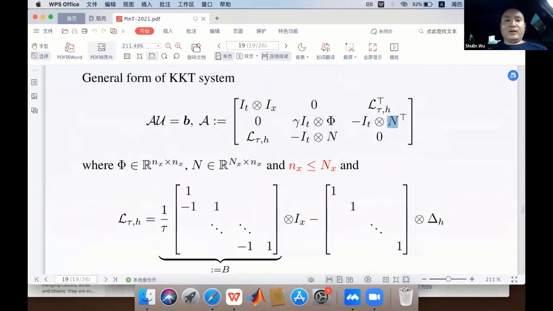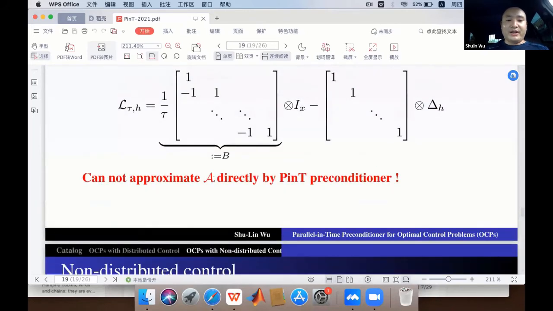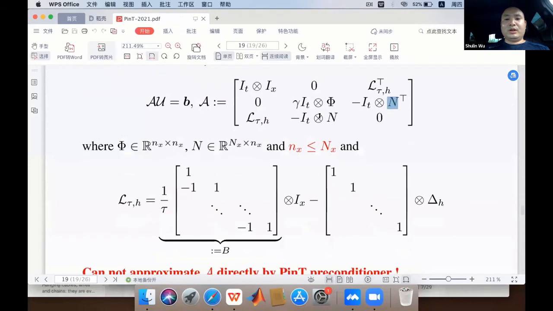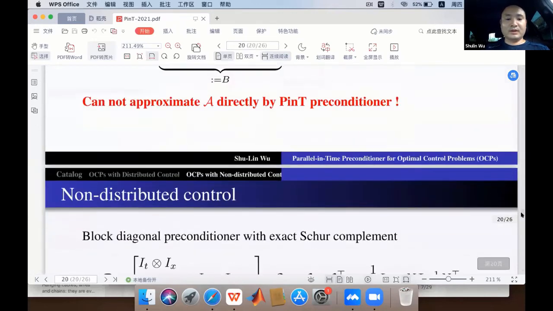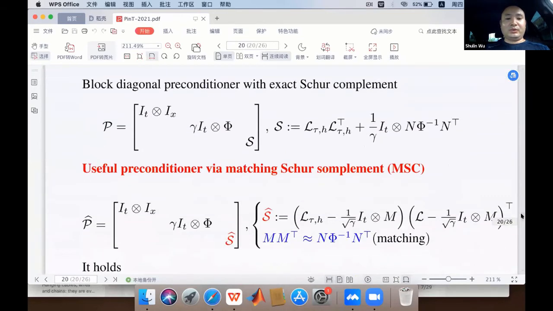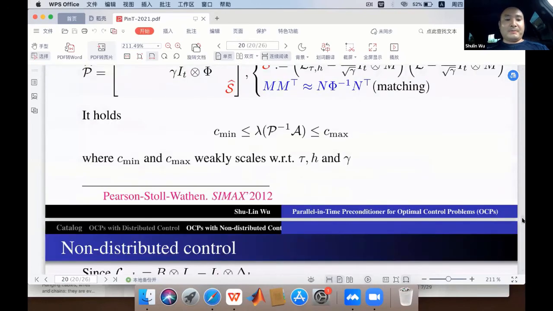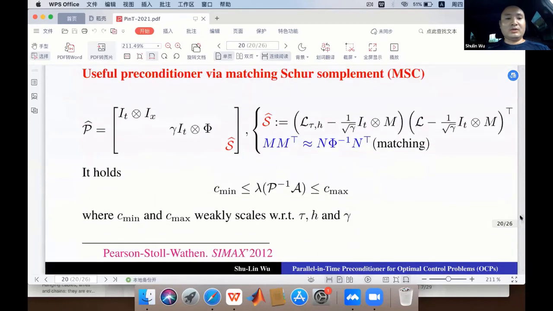For this kind of KKT system, we cannot approximate the matrix A directly by a PinT preconditioner, because it's not easy to reduce this 3x3 block matrix to a 2x2 block matrix. So the idea is to use the matching Schur complement proposed by Pearson, Stoll and Wathen in 2012. So this is the MSC preconditioner.